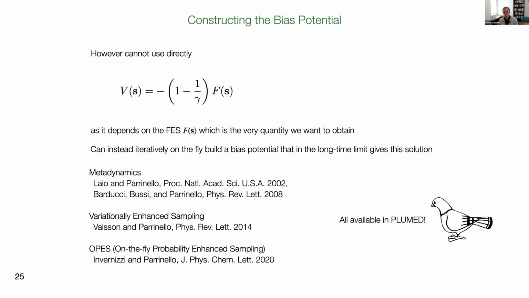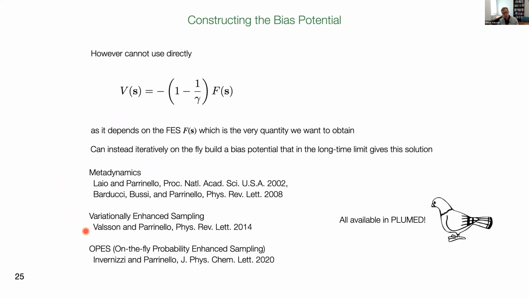Naturally, we come to the question: how can we do this? Because you can see that this bias potential that we're talking about here depends directly on the underlying free energy landscape, which is exactly the very quantity that we want to obtain. So we cannot use this directly, because if we could, we would already know the answer that we want to obtain. Nowadays there are many methods that can build on the fly a bias potential that can give this solution. Through some iterative scheme, they can construct a bias potential that in the long time limit converges to this equation here.